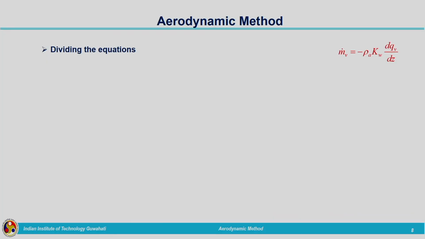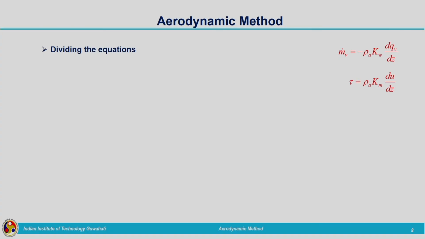We are going to divide the two equations representing the vapor transport, the mass flux and the momentum flux, mv dot and tau. Mv dot is the mass flux and tau is representing the momentum flux. So, we are going to divide these two equations, mv dot divided by tau.